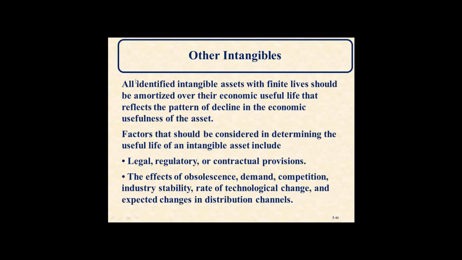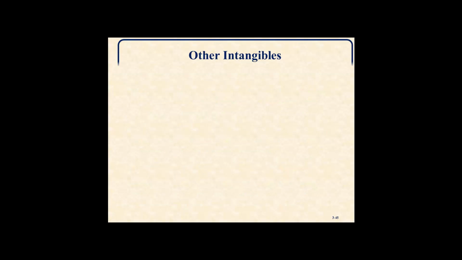So other intangibles. All identified intangible assets with finite lives should be amortized over their economic useful life and reflect the pattern of decline in the economic usefulness of the asset. Factors that should be considered when determining useful life are legal, regulatory, or contractual provisions, and the effects of obsolescence, demand, competition, industry stability, rate of technology change, and expected changes in distribution channels.